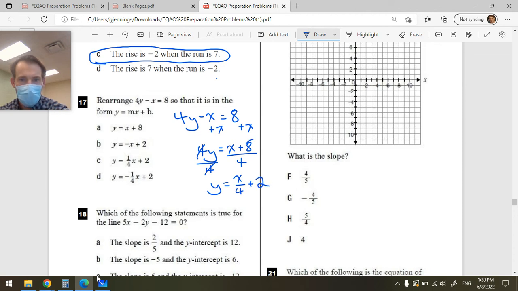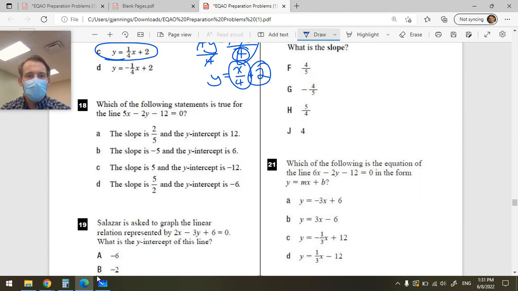Where do I get that 2? 8 divided by 4. This is a set of instructions saying divide all these things by 4. So I divided x by 4 and I divided 8 by 4. And then I got y is equal to 1/4 x plus 2. There it is. X over 4 is 1/4 of x.